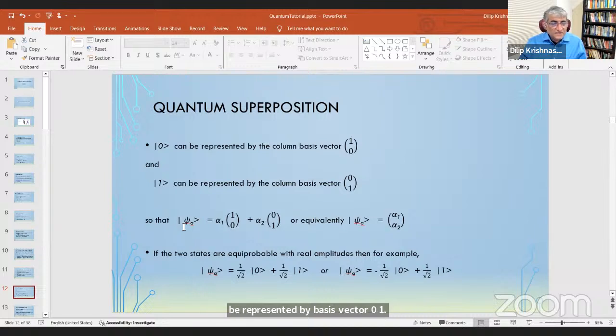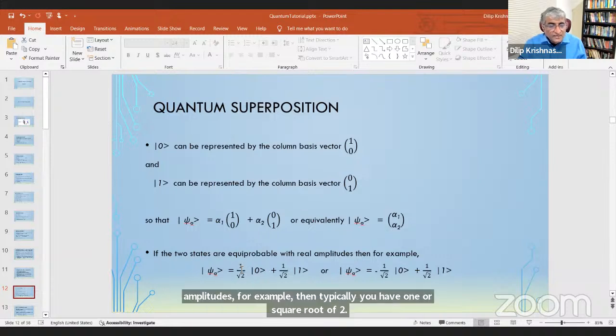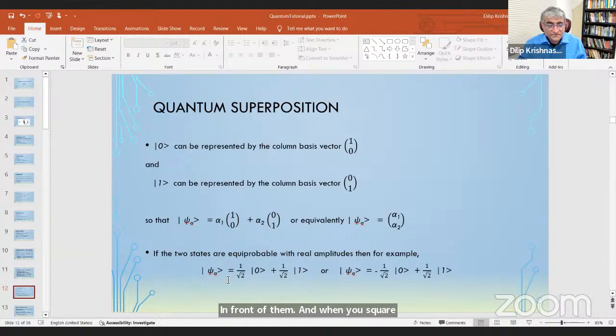And so the overall wave function is represented by a superposition of these two states. It can be written as a weighted sum of these column vectors individually as basis vectors, or you could just write it as the amplitudes in a column vector, for example. And if the two states are equally probable, with real amplitudes, for example, then typically you have 1 over square root of 2 in front of them. And when you square this, you get half plus half and you get a 1. So the squares of the amplitudes, as we said before, add up to 1.